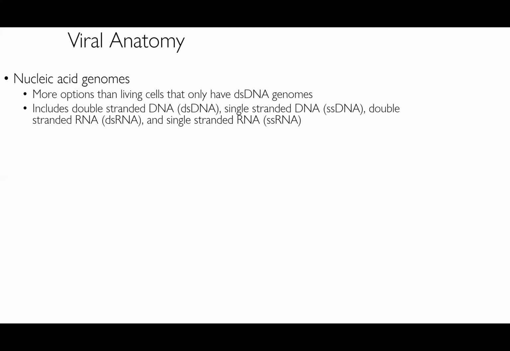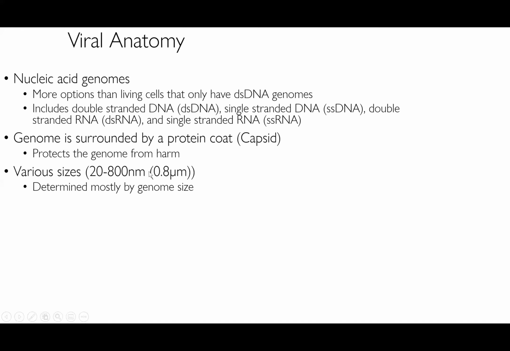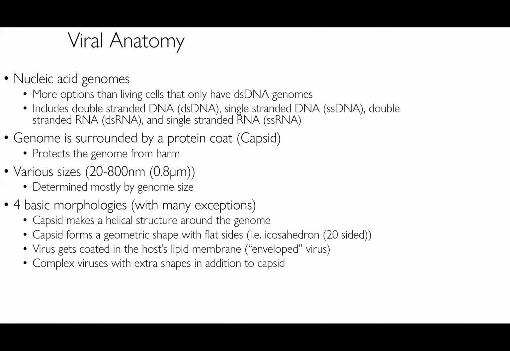Viruses are pretty simple. They have nucleic acid genomes. We think of most living organisms on the planet as having a double-stranded, or dsDNA, genome. However, viruses have double-stranded DNA, single-stranded DNA, double-stranded RNA, and single-stranded RNA. So they can package their genome in a particularly diverse way. The virus genome is surrounded by a protein coat, or capsid, and this protects the genome from harm. In addition, viruses are pretty variable in size. They range from 20 to 800 nanometers, and this is typically determined by their genome size. So viruses that have bigger genomes are typically larger.